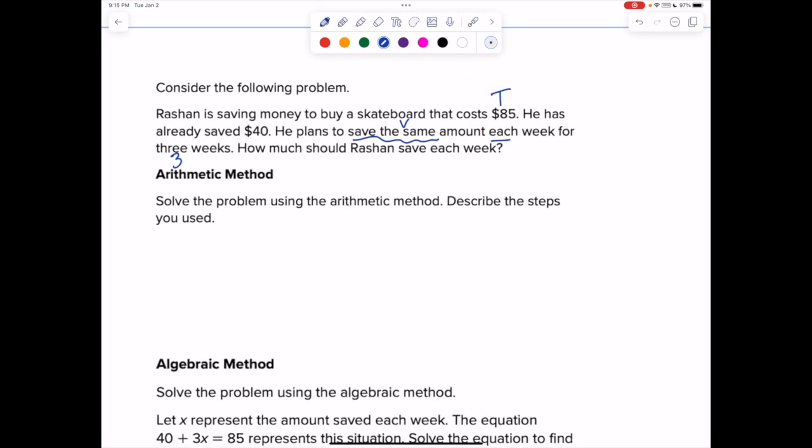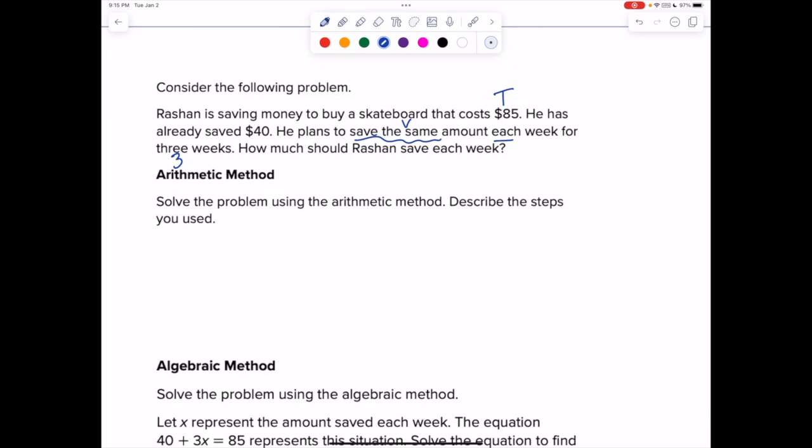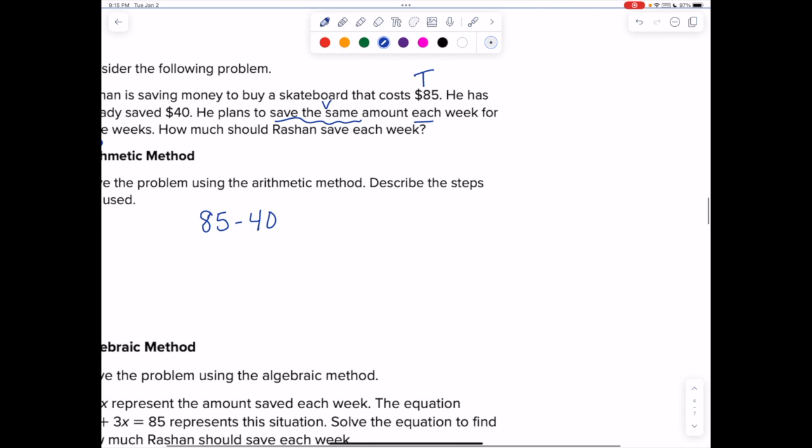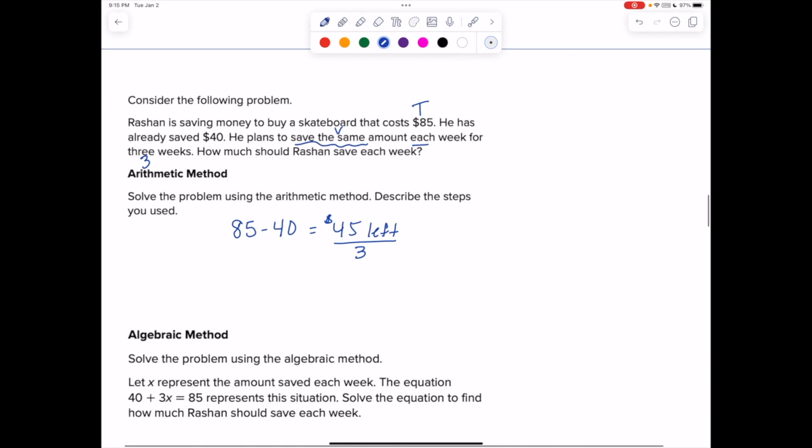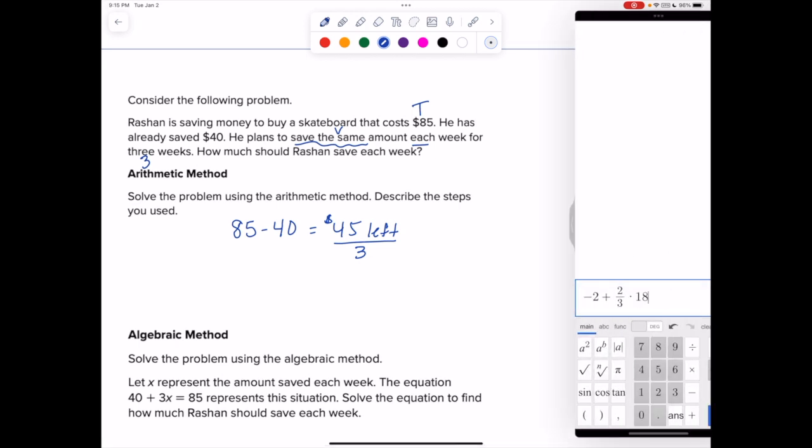So we're just sort of cranking it out here. Let's see. So he's saving money. It costs $85. So this is the total cost of it, but he's already saved $40, so that's minus 40, right? So if we're doing 85 minus 40, that equals he has $45 left. Okay, he wants to save the same amount each week for 3 weeks. So we'll go ahead and divide that by 3. And so how much should he save each week?